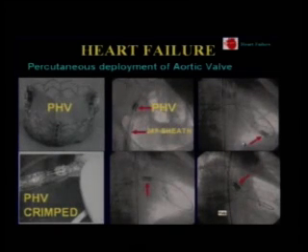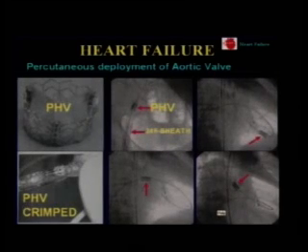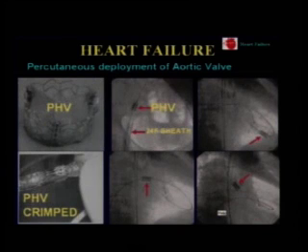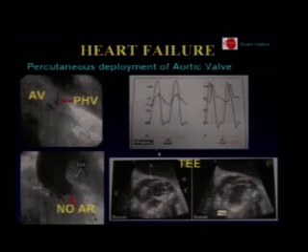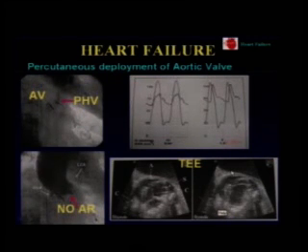About 500 cases have been done so far, and the results are quite satisfactory. But still we do not have a proper valve in all the sizes, because aortic regurgitation has occurred in a number of these cases as well. This is just to show you that the valve has been deployed. There is no aortic regurgitation, and the aortic stenosis is not there. You can see in the TE also how the leaflets of the valve can be seen in systole and diastole.